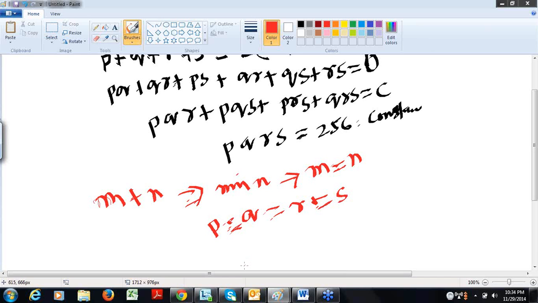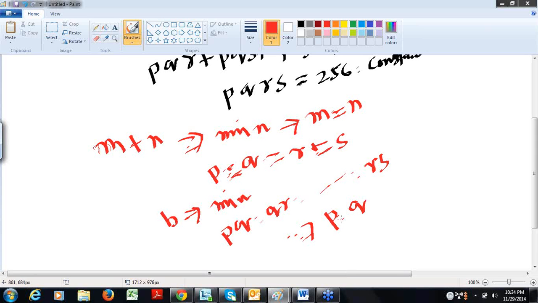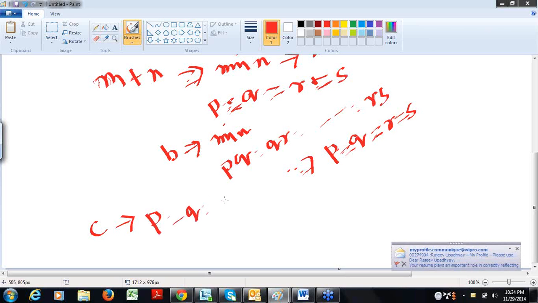Similarly, B will take minimum value when? B will be minimum when PQ is equal to QR is equal to RS, which implies P is equal to Q is equal to R is equal to S. Similarly, C will also be minimum when P is equal to Q is equal to R is equal to S.